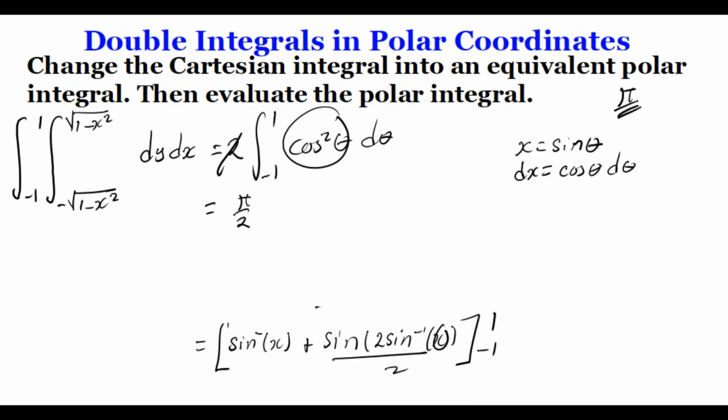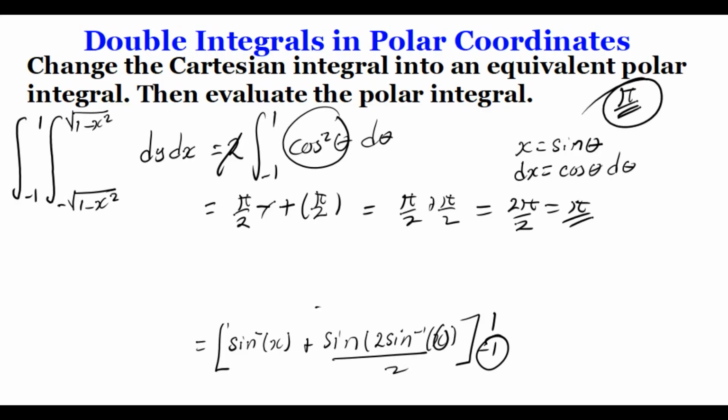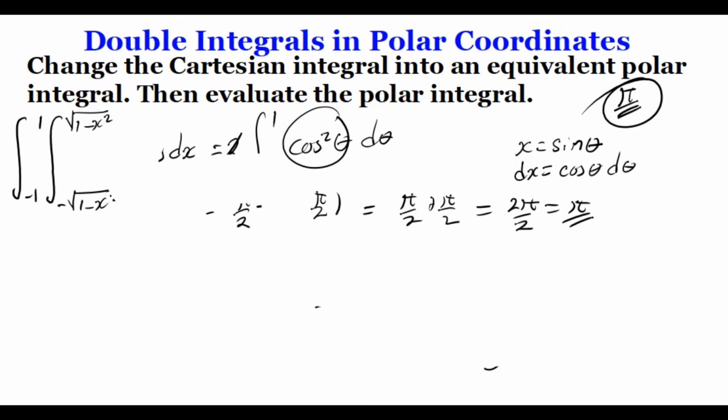So you're actually not interested in that part. Then you do the same for this one here. So sine inverse of negative 1 is going to be minus 90, or minus pi over 2. But because of this minus, you see minus pi over 2, this is going to be positive, so that's going to be pi over 2 plus pi over 2, which is 2 pi over 2, that's going to be pi, which is the same one that we got when we used Cartesian.